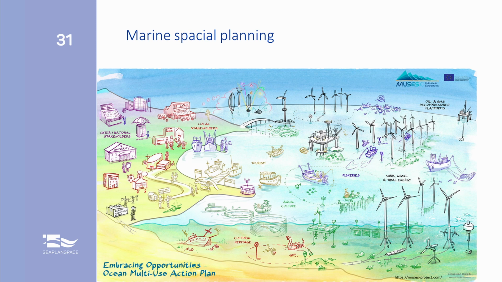Here you have a very nice graph, embracing opportunities from the Ocean Multi-Use Action Plan. We can see, in a pretty chaotic way on this graph, how we are using this marine space onshore, on land, and in these more shallow and somewhat deeper areas. So it's everything from tourism up to renewable energy, conventional energy sources like oil and gas, as well as cultural needs.